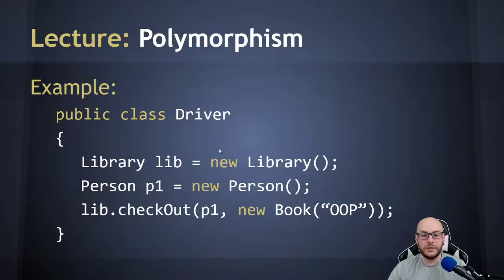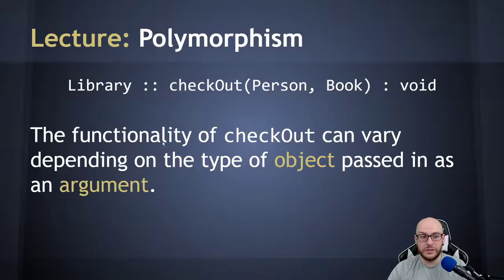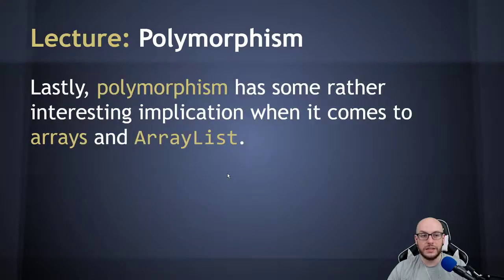So let's consider that checkout method. We have our library, we have our person. It can take in a person. It could take in a student, thanks to inheritance and polymorphism. It could take in a teacher. It could take in a college student. The functionality of the checkout method can then vary depending on the type of object passed in as an argument.